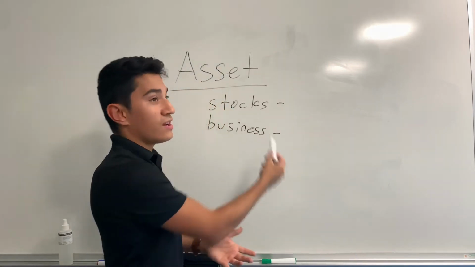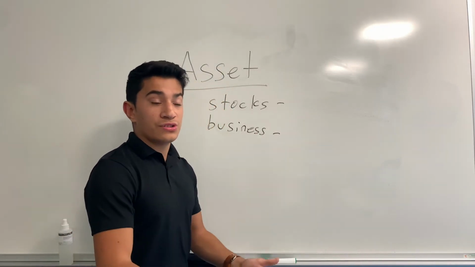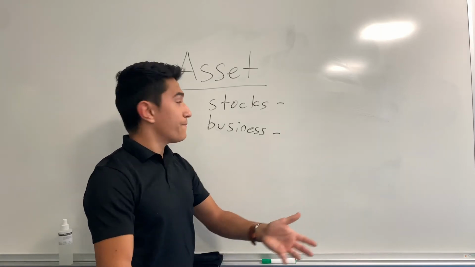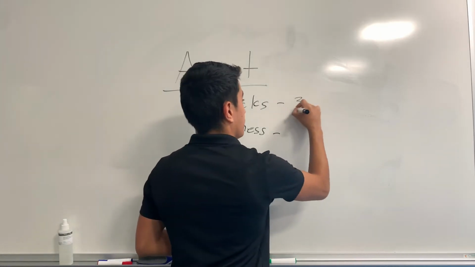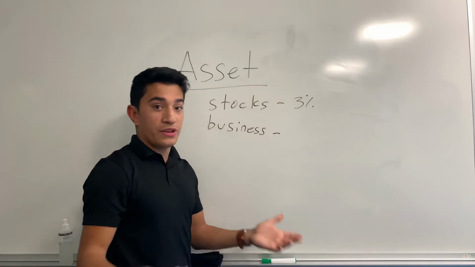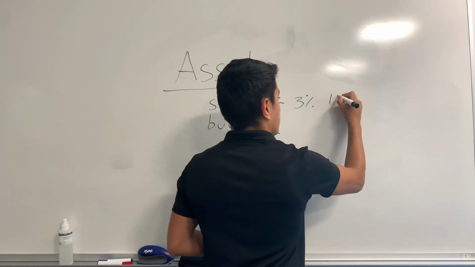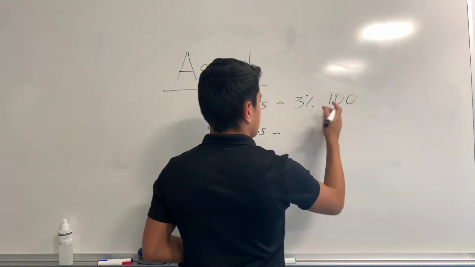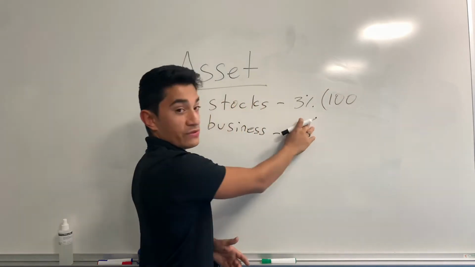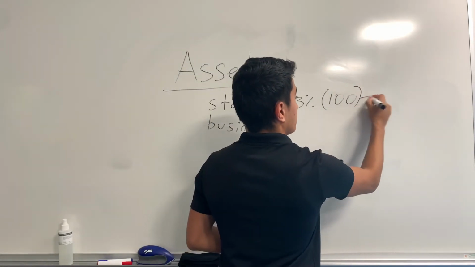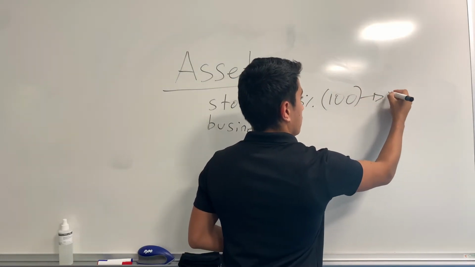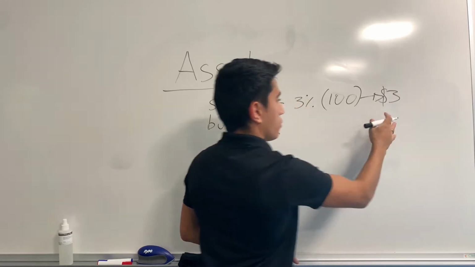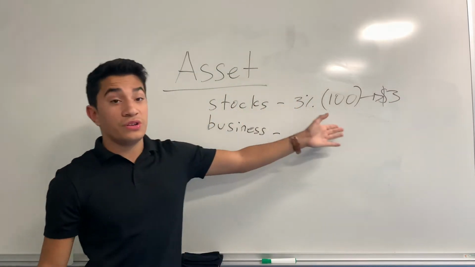So if we buy a stock that has a 3% dividend return, then we get 3% on our investment for the year. If we invest $100, we're expected to get a 3% return. We'll have gotten $3 over the 1 year time period.